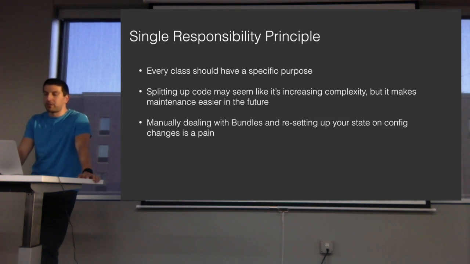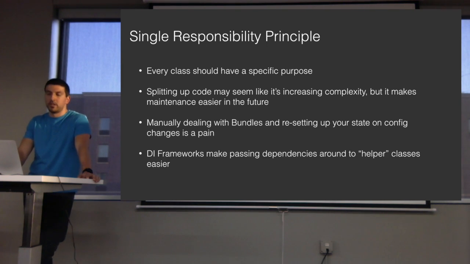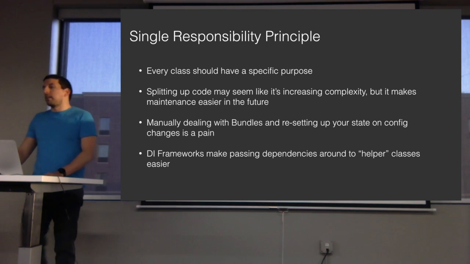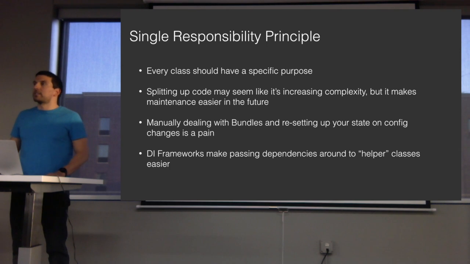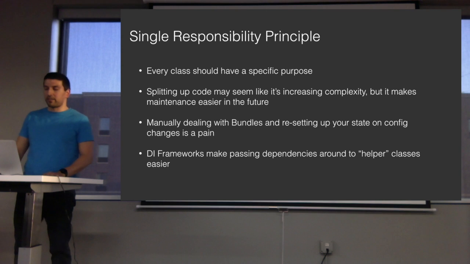Manually dealing with bundles and resetting up your state on config changes is a pain. Dagger can help a lot with that, with persistent dependencies that survive configuration changes. And kind of going along with the multiple classes, dependency injection frameworks make passing your objects around to other helper classes a lot easier. If you make a class and decide later that it needs another dependency, you don't have to find every place that you instantiated that class and add it to the constructor argument. It makes adding things like that a lot easier.